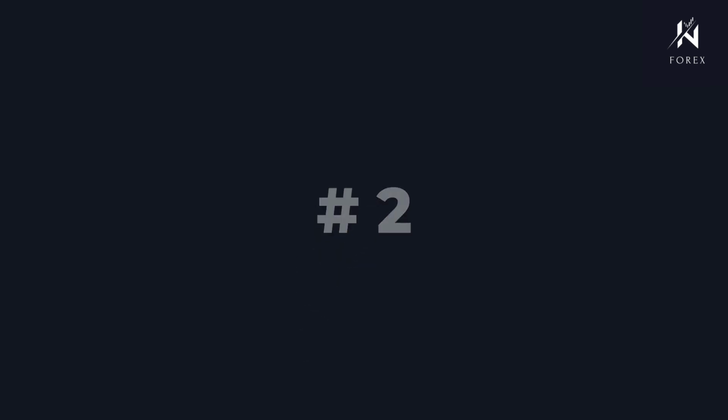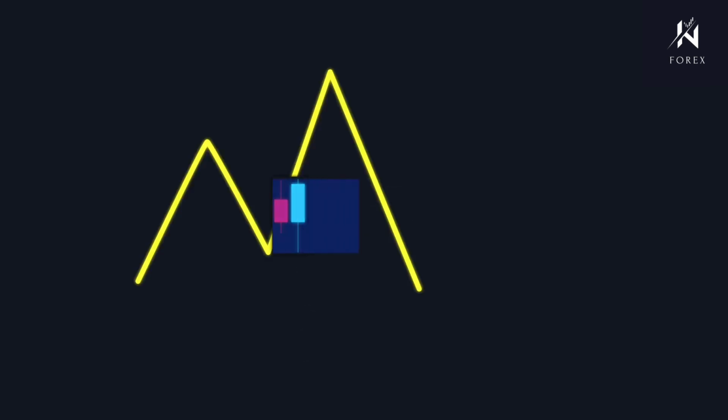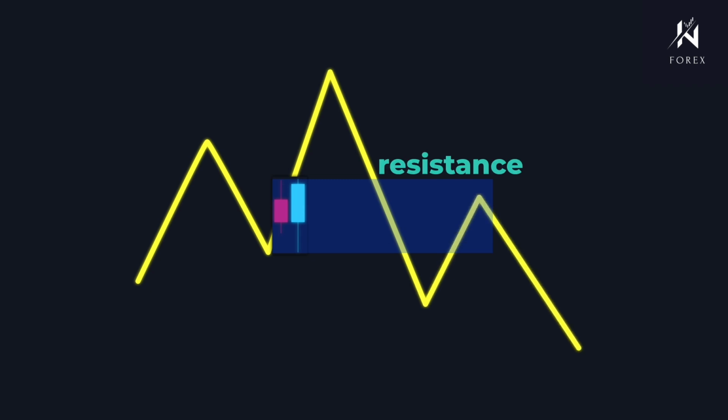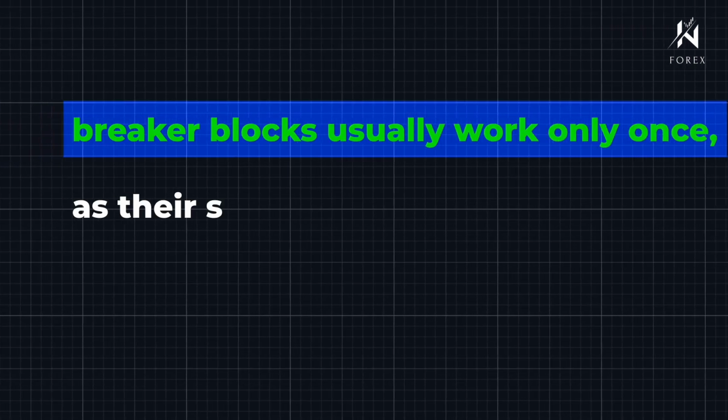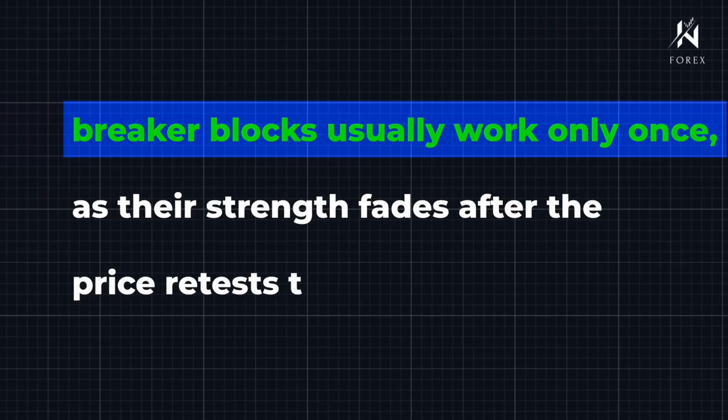Strategy number 2. A breaker block is a zone where an order block, which was once strong, gets broken. When this happens, the price often comes back to that area, and it can act as a resistance zone where the price might reverse again. This makes it a good place to look for short trades. However, breaker blocks usually work only once, as their strength fades after the price retests them.